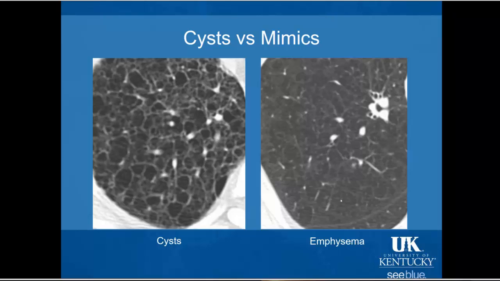Additionally, in this pattern of centrilobular emphysema, you can see small little dots at the center of the secondary pulmonary lobules that represent the centrilobular artery running in the center of the secondary pulmonary lobule. You see that with emphysema, but you do not see that with a true cystic lung disease.